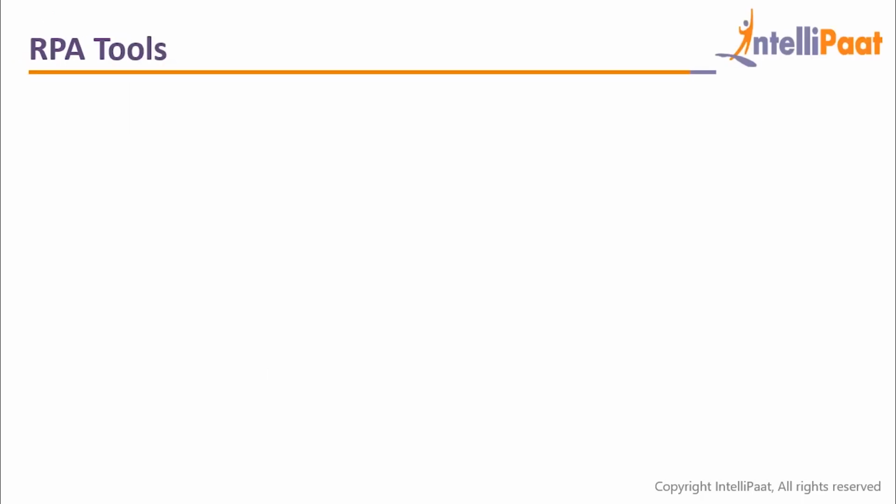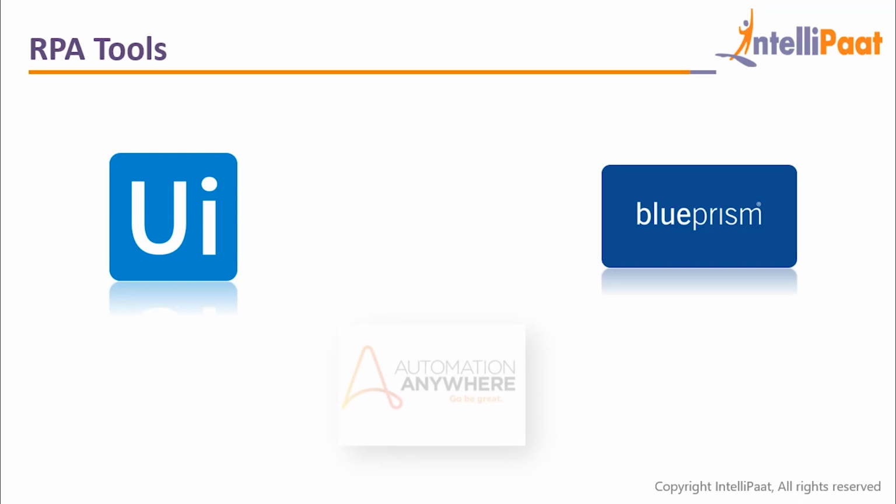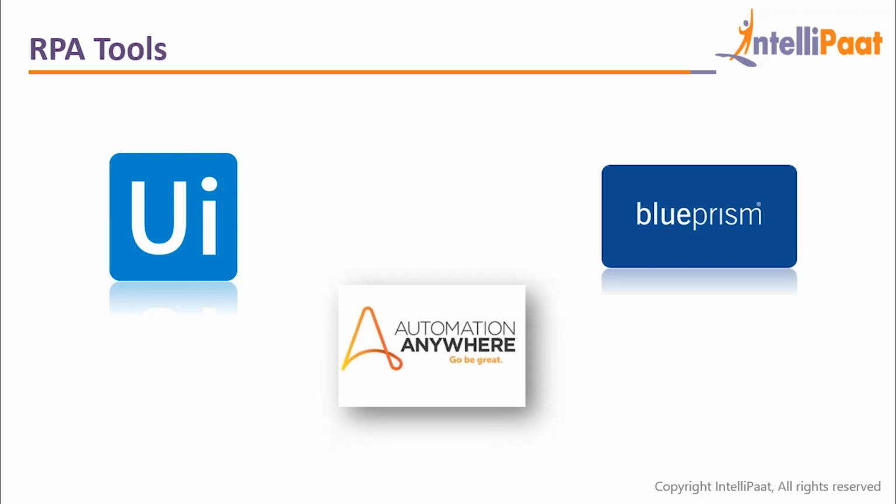Now, RPA in itself is not a tool or a programming language. It is a technology, and we need different RPA tools to automate tasks that use RPA. There are an ample number of RPA vendors available in the market, but the ones that stand out globally are UiPath, Blue Prism, and Automation Anywhere. In this video, let's talk about Automation Anywhere.